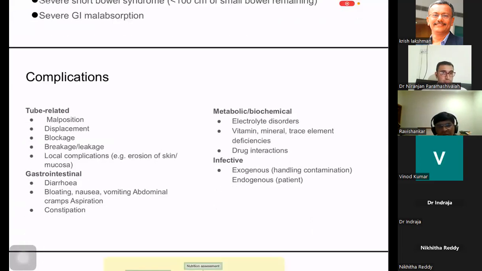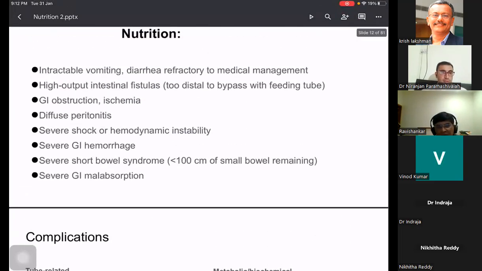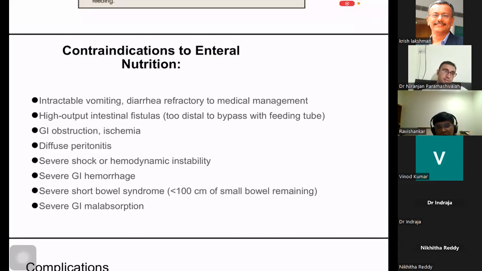I would just like to add for that, Niranjan, that the ileus is mostly in the colon and the stomach. Colon, yes, sir. And small bowel ileus either doesn't occur or is extremely short. And so if you have access to the small bowel, like feeding through a jejunostomy, you can feed them the very next day after surgery. Yeah.